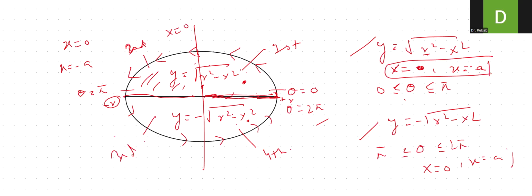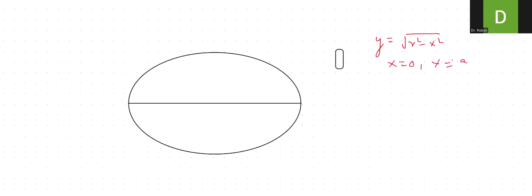So what we learn from all this, I will make it again. I need a circle. So if I have a circle, right, there are four types of limits. y is equal to root of r square minus x square, x is equal to 0, x is equal to a, right? This is the one part. The second part is y is equal to root of r square minus x square, x is equal to a, and x is equal to minus a, right? This is the second part.